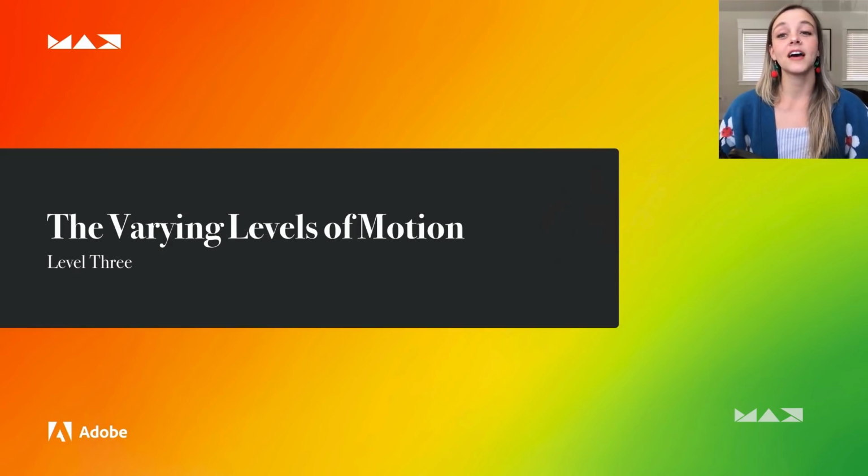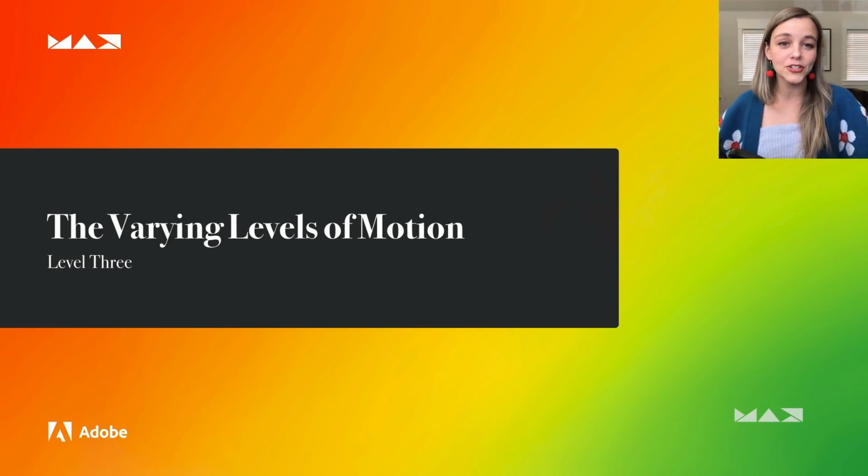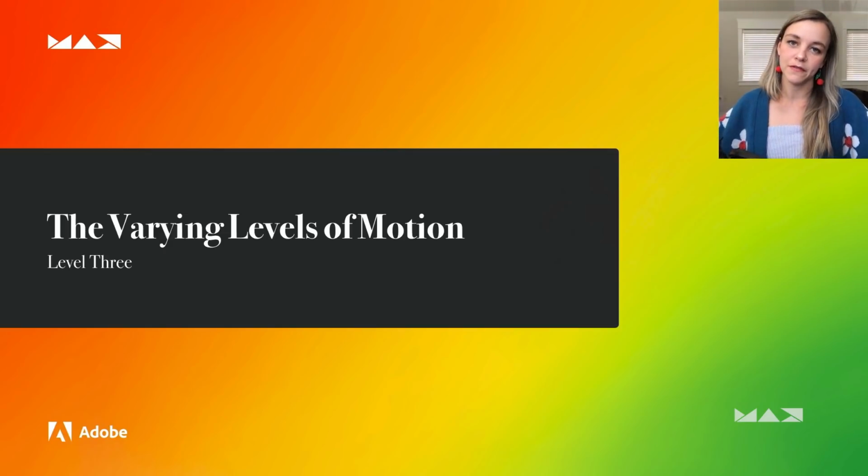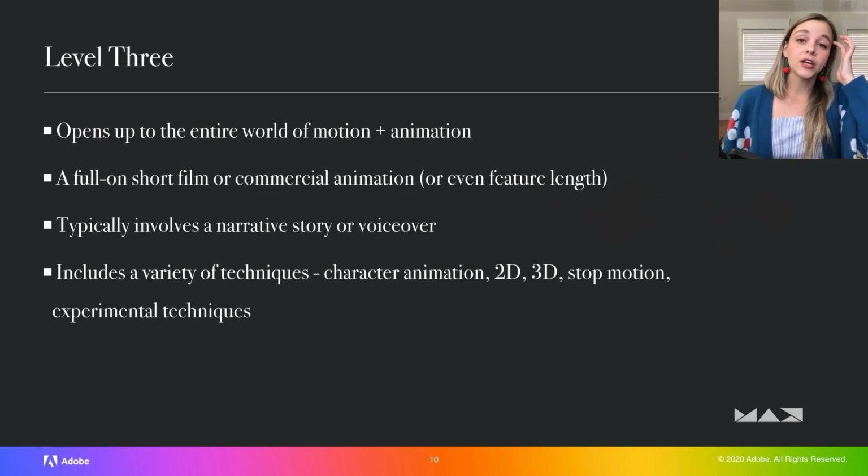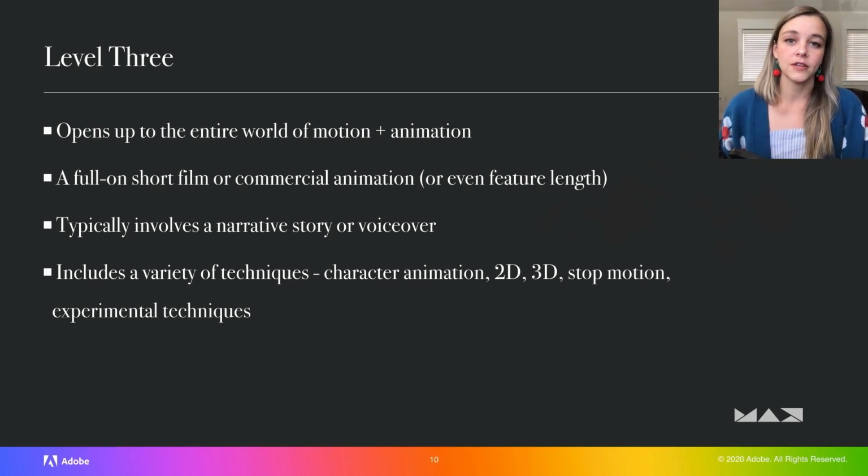Level 3 opens us up to an entire world of animation and motion. I would say we could label about 10 levels of motion if I were to get really specific here. But for time's sake, let's just say level 3 is a full-on Vimeo video. It's like a short film or passion project. It could even be a feature-length animation.